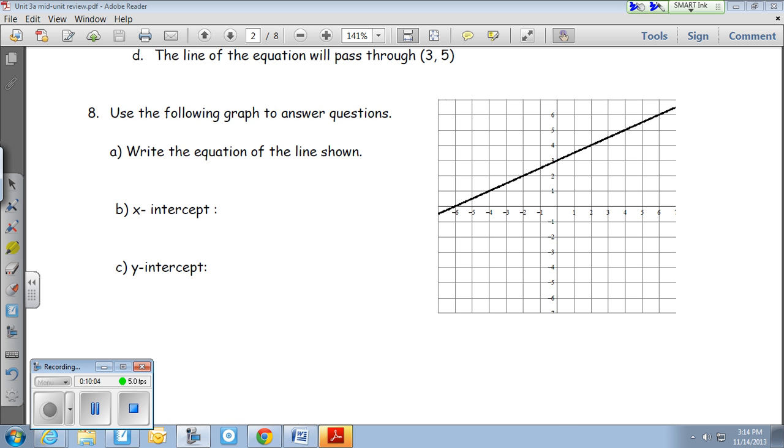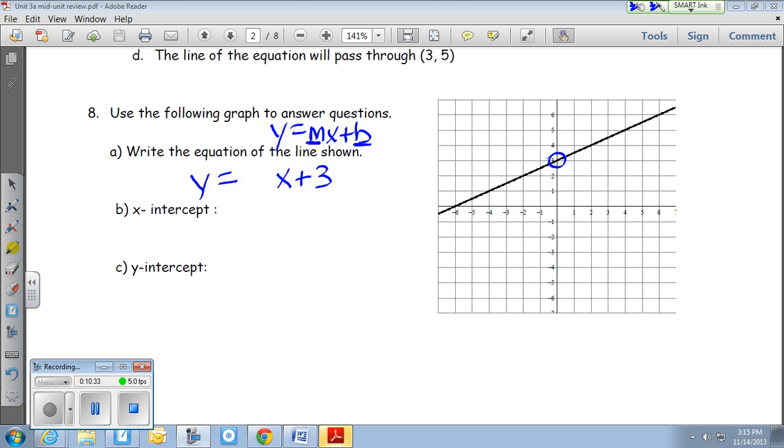Number 8, use the following graph to answer the question. So the first thing they're asking is write the equation of the line shown. So I always want to make this in slope-intercept form, y equals mx plus b. So what I need is the slope and the y-intercept. The y-intercept is right here where it crosses the y-axis. So I know that it is plus 3. I know it's y equals something x, so I just need to find the slope for now.